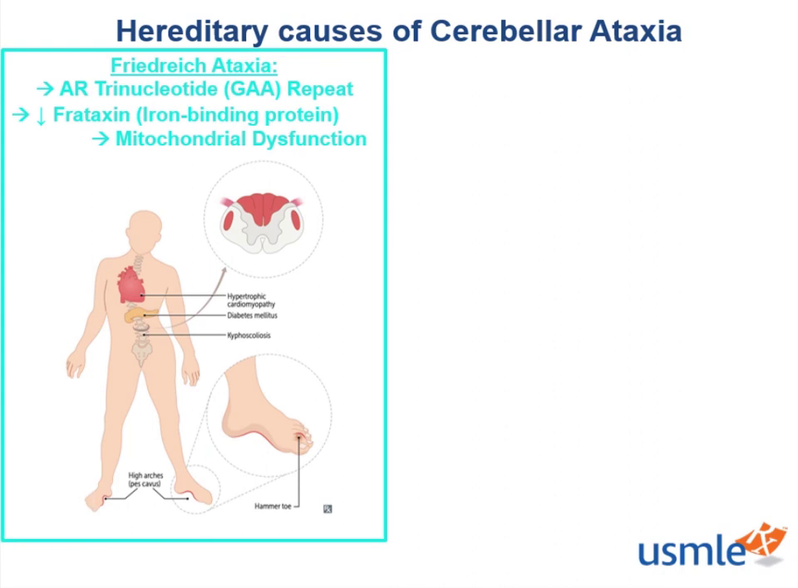Friedreich's ataxia is an autosomal recessive, hereditary ataxia that is a trinucleotide repeat disorder that leads to decreased levels of frataxin, an iron-binding protein that causes mitochondrial dysfunction. Think about it. There are a lot of redox reactions occurring in the mitochondria with iron-binding proteins. With dysfunctional mitochondria, organs with increased metabolic demands become affected, such as the nervous system, heart, and pancreas.